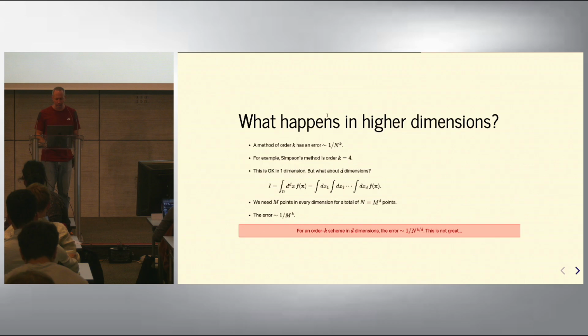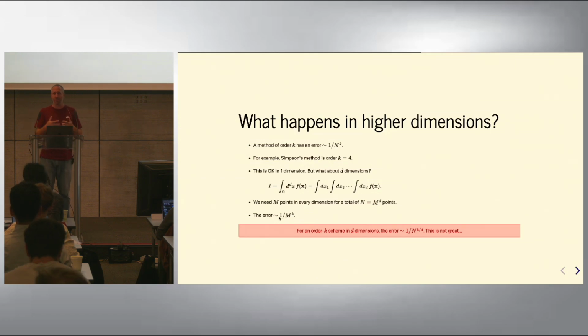Imagine I have a method like the Simpson method that is of order k. For the Simpson method, the order is 4. In one dimension, this means my error goes as 1 over n to the k, so n to the 4. But imagine I'm in d dimensions. If I throw a total of n points, it means that in a single direction I only have the d-th root of n points. So m to the d is n. My error typically scales as what happens in that one dimension.